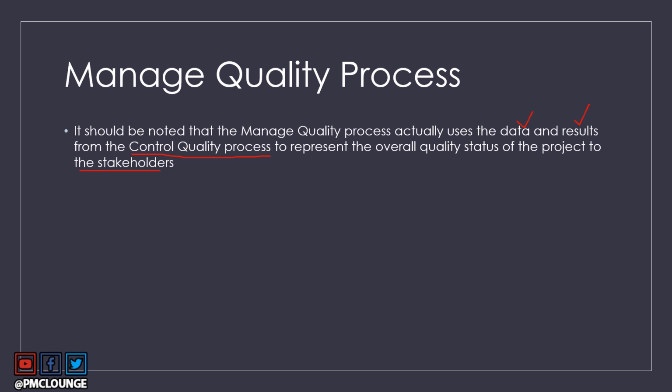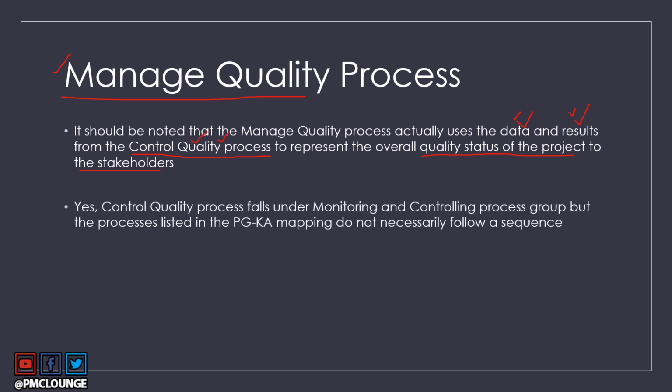So your managed quality process is basically using data and results from the control quality process, and that way it helps in representing the overall quality status of the project to the stakeholders. So where does your project stand in terms of quality? That is what managed quality process helps in showing to your stakeholders, and it uses data and results from the control quality process while doing so.